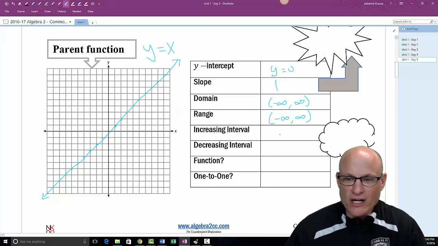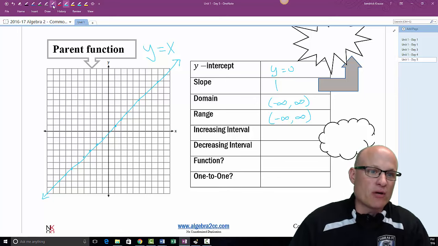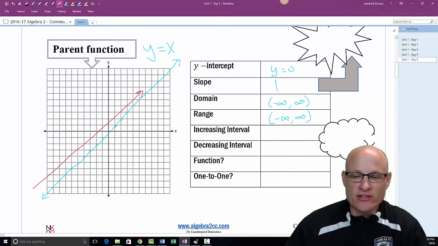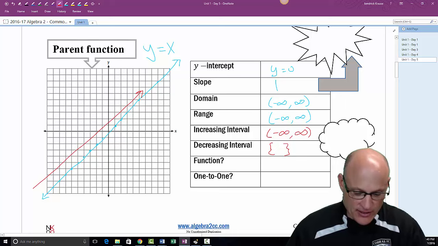Decreasing interval. Where is it increasing? It's increasing everywhere. Remember, when we're talking about increasing, we're talking about from left to right. So from left to right, this is increasing everywhere. So it's increasing from negative infinity to positive infinity. And its decreasing is an empty set.